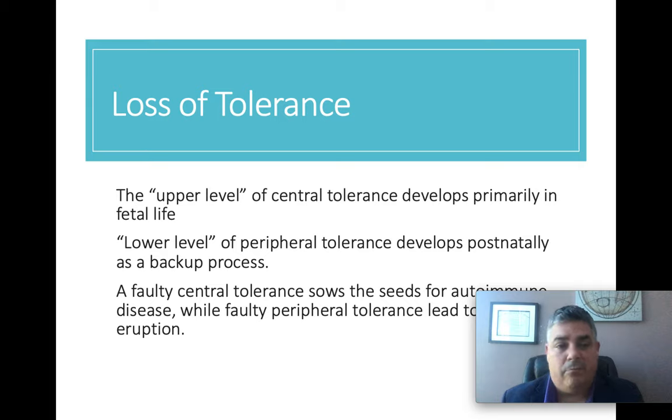There are different levels that are thought to occur in terms of loss of tolerance. They're basically models for how this, essentially call it autoimmunity, occurs, or loss of tolerance and inappropriate responses. So there's the upper level of central tolerance, which develops primarily in fetal life. And then there's the lower level of peripheral tolerance, which develops postnatally as a backup process. And this faulty central tolerance sows the seeds for autoimmune diseases, while faulty peripheral tolerance leads to an inflammatory eruption.